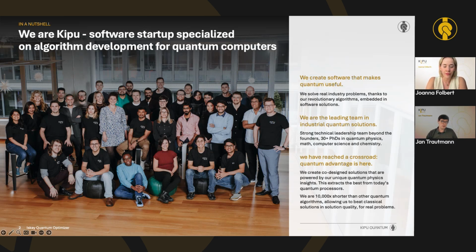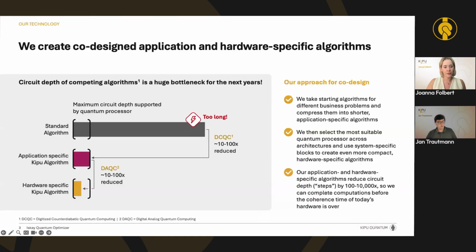How are we actually doing this? So what we are doing is we create hardware-specific and application-specific quantum algorithms. And in this kind of way, we are trying to squeeze as much as possible out of the current quantum hardware. So one of the biggest bottlenecks is that if you would like to solve real industry problems on current quantum computers, the circuit depth is often much too long, which means that you require too many gates to solve even small systems within the coherence time.